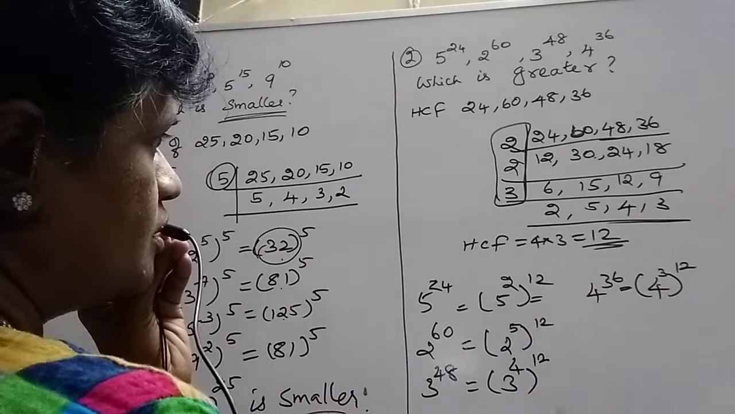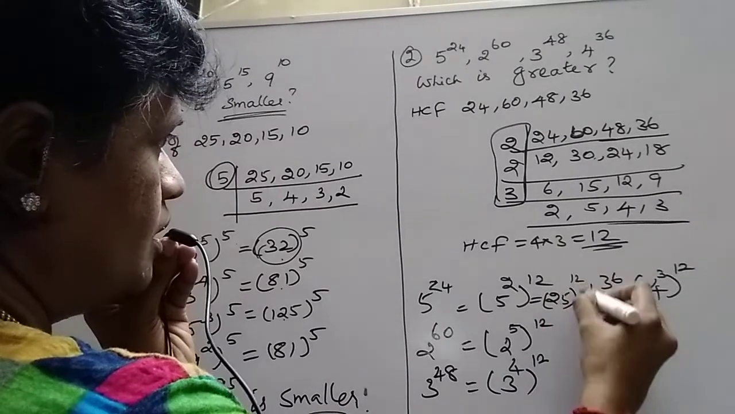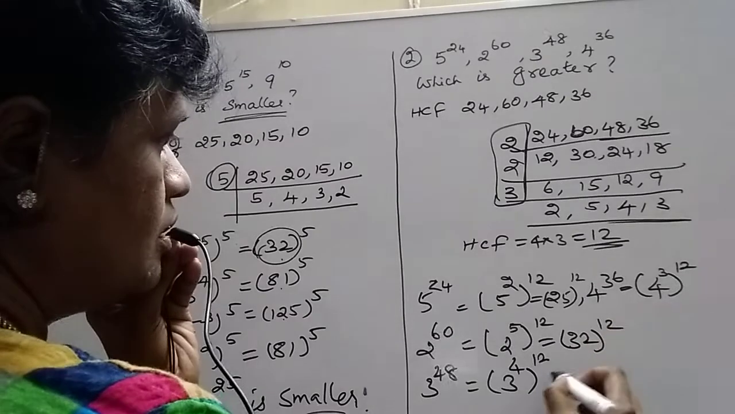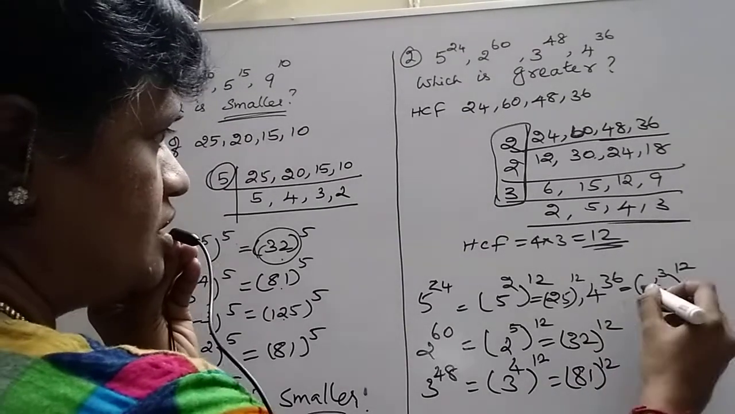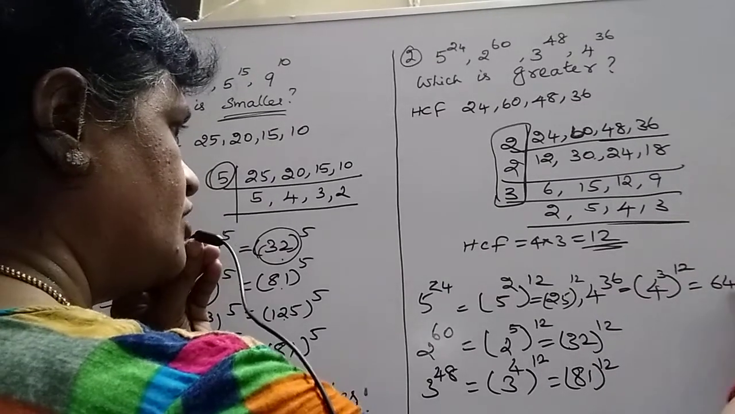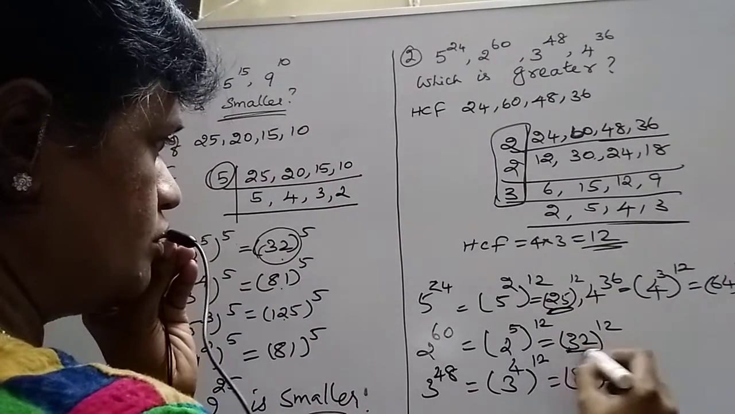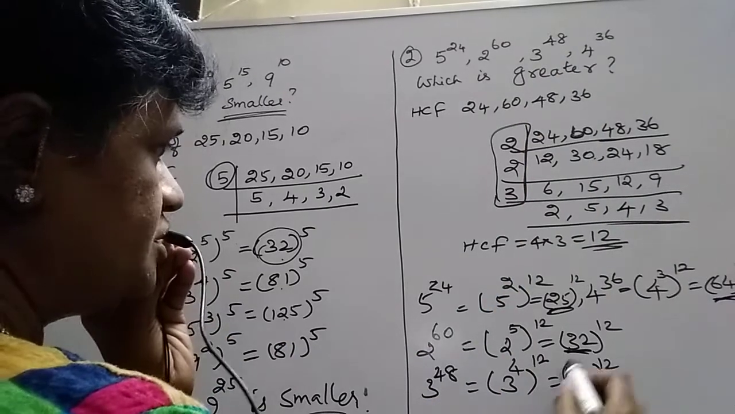Now write the actual values. 5 power 2 is 25 to the power of 12. 2 power 5 is 32 to the power of 12. 3 power 4 is 81 to the power of 12. And the last one, 4 power 3 is 64 to the power of 12. Now among these, 25, 32, 81, 64, which is the greatest? 81 is the greatest.